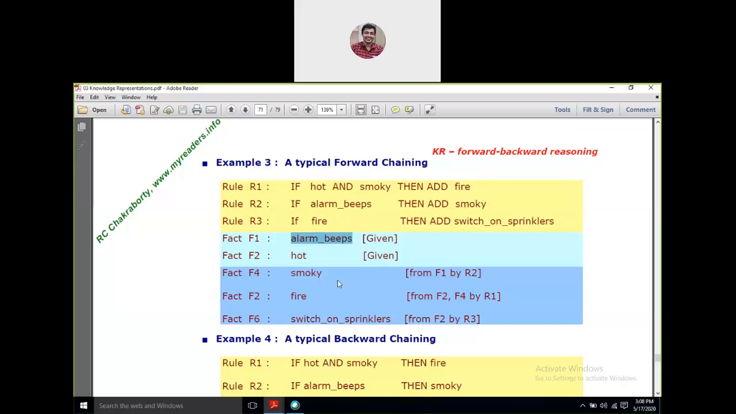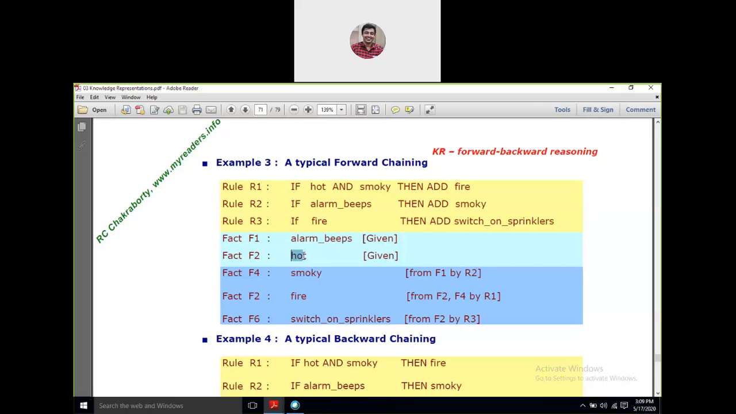So now let us see what is happening. Now we do have alarm beeps. What we are going to do is we'll be scanning from rule number 1 until rule number 3. Yes, is there an atomic premise part for this? Yes, we do have alarm beeps, and this will add an information called smoky. So from alarm beeps we are adding smoky as fact number 4. That means by using fact 1 and rule R2, we have added this smoky.